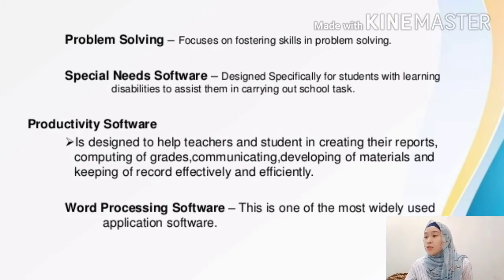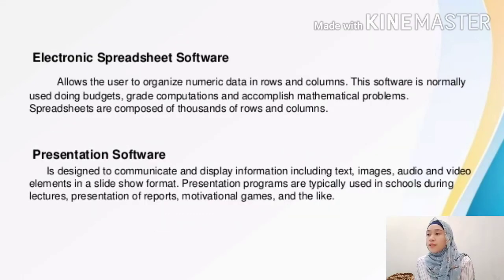So that's productivity software. There are types of productivity software. The number one is word processing software. This is one of the most widely used application software. The second one is electronic spreadsheet software. It allows the user to organize numeric data in rows and columns. This software is normally used for doing budgets, grade computations, and accomplishing mathematical problems. Spreadsheets are composed of thousands of rows and columns.